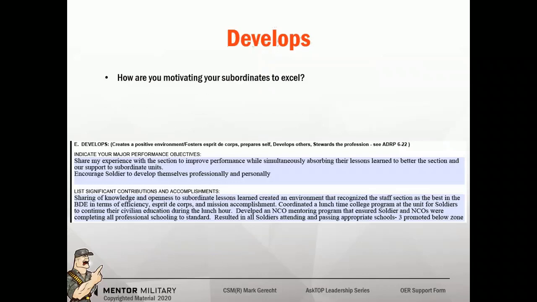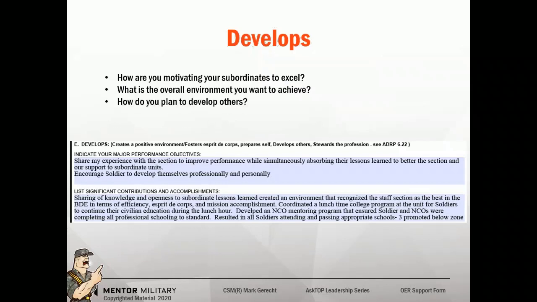Develops. How are you motivating your subordinates to excel? What is the overall environment you want to achieve? How do you plan to develop others? What areas do you want to focus on? Let's take this one. Encourage soldiers to develop themselves professionally and personally. Okay, that is a broad statement.